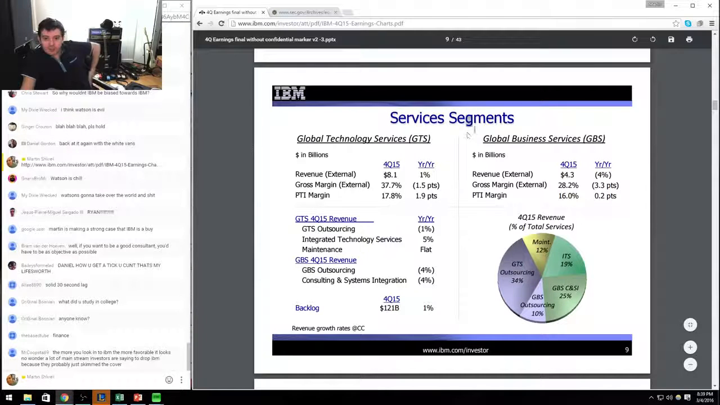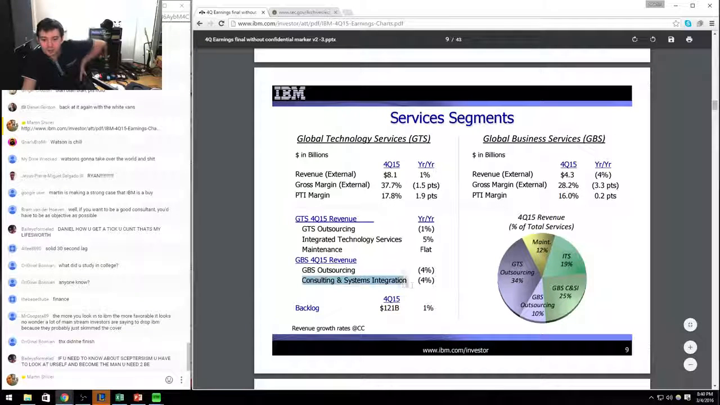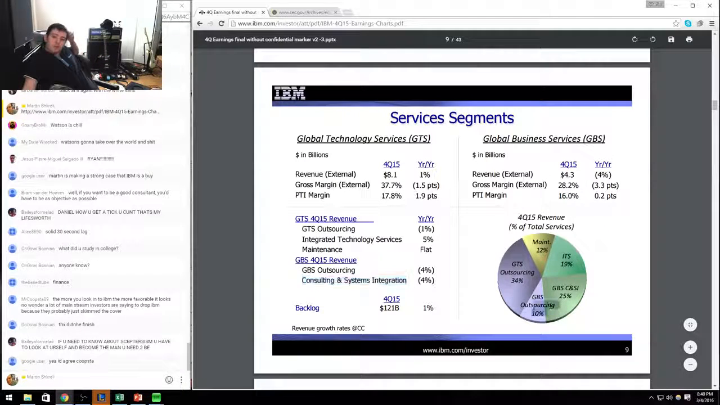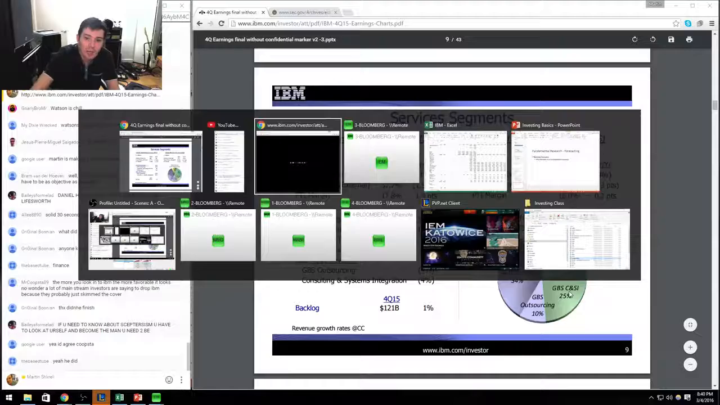That's interesting. Here's the services. They're saying, here's the breakdown of services. This is interesting. I haven't seen this before. Maintenance, ITS, Integrated Technology Services, outsourcing, and CS&I, Consulting and Systems Integration. So outsourcing, that's interesting. So it's half of consulting is outsourcing. About half, 44%, is outsourcing.